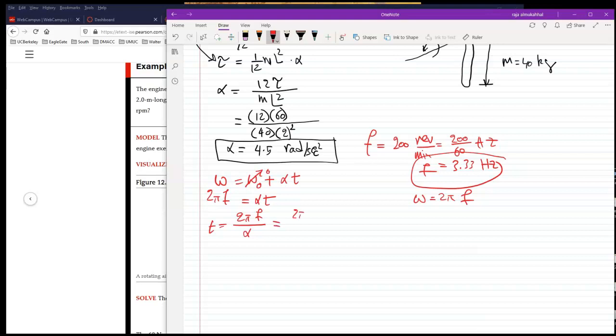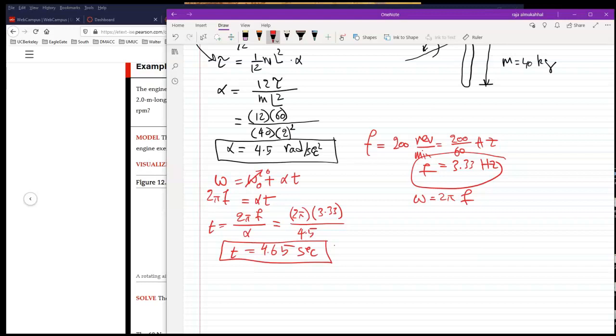So you have 2 pi times the frequency, which is 3.33, divided by alpha, 4.5. And then when I calculate that, I will end up with 4.65 seconds. And there we go. I got the time. You got it?